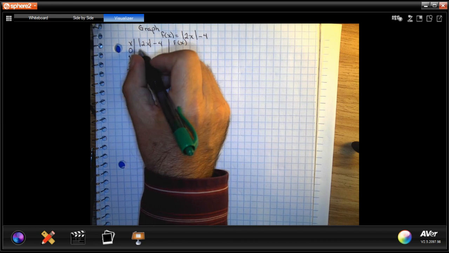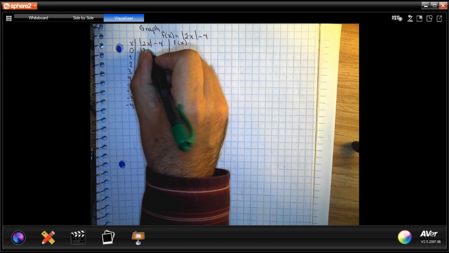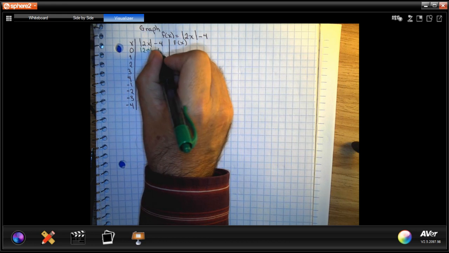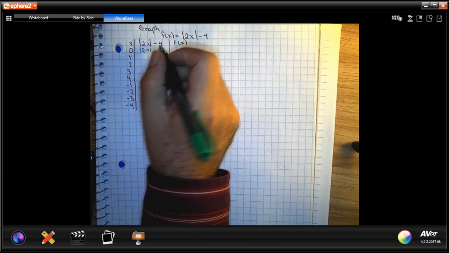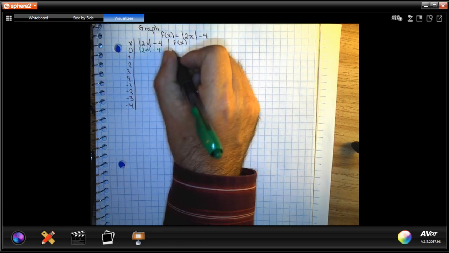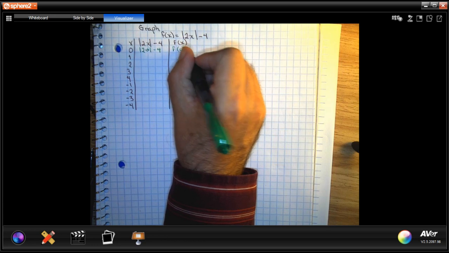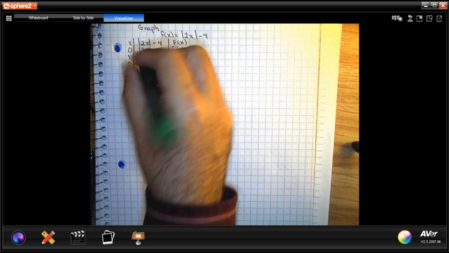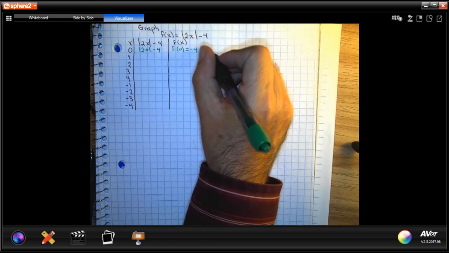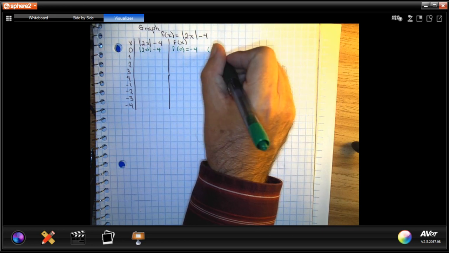If I substitute for x, 2 times 0 minus 4, the absolute value of 0 minus 4 tells us that f of 0 is equal to -4. That gives me the point 0, -4.